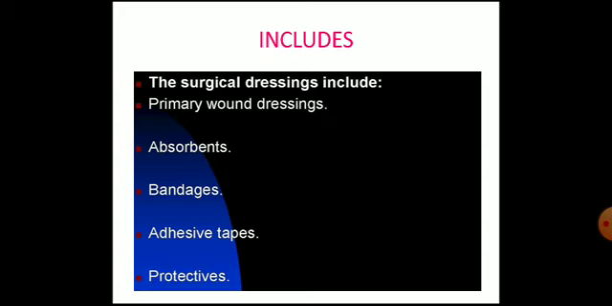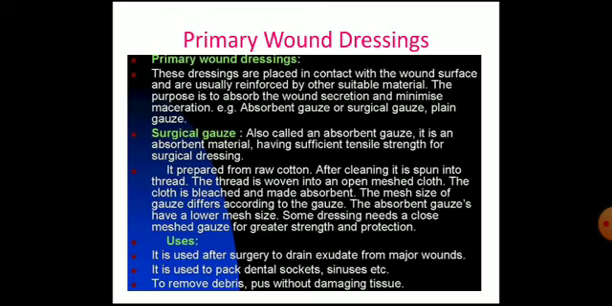Next, the surgical dressing which includes what is called primary wound dressing. The materials included in that are absorbent, bandage, adhesive tape and protective. In case of primary wound dressing, the dressing is placed in contact with the wound surface, usually reinforced by other suitable material. The purpose is to absorb the wound secretion and minimize maceration.